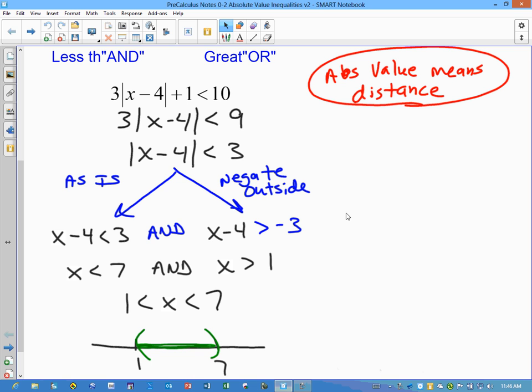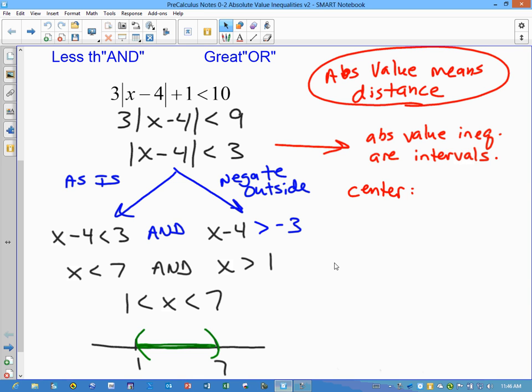That's the key here. So when we get to this line, you're still going to have to isolate your absolute value. When we get to this line, we have an absolute value inequality. And geometrically, I want you to realize that absolute value inequalities are intervals. We can see the result of working this problem. We got an interval. That's because absolute value inequalities are intervals. So an interval is going to have two important things. It's going to have a center, and it's going to have some distance from that center to the endpoints, or to the bounds.